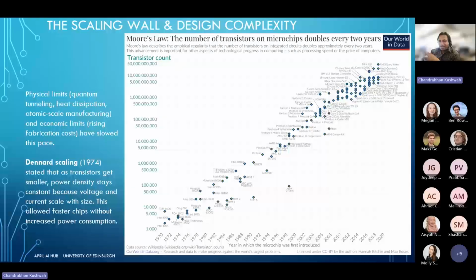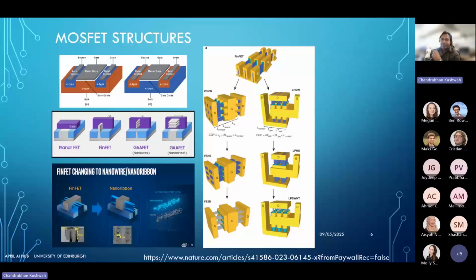While Moore's law still drives progress, we are seeing a pivot towards new paradigms like chiplet architecture, 3D stacking, GAA-FETs, and domain-specific accelerators, as engineers and researchers seek alternatives to classical transistor scaling, which we are going to see in the next slide. Here is the start of the first MOSFET structure, which we call the planar structure.